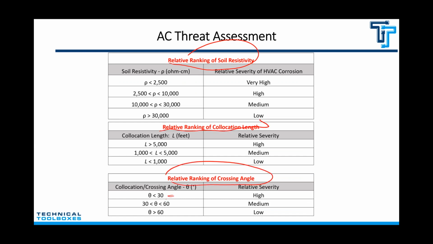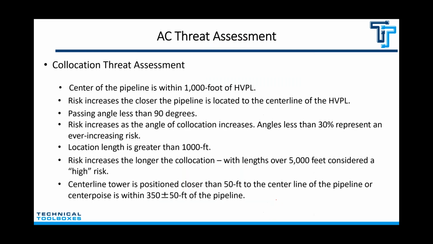You see anything between 0, that's parallel, and 30 is high. 30 to 60 is medium. Anything greater than 60 degrees is a very low chance of picking up any interference. So you can look at these threat assessment tables and kind of get an idea of how high is my threat level, and it gives you an idea of whether you're going to have a problem with AC interference.